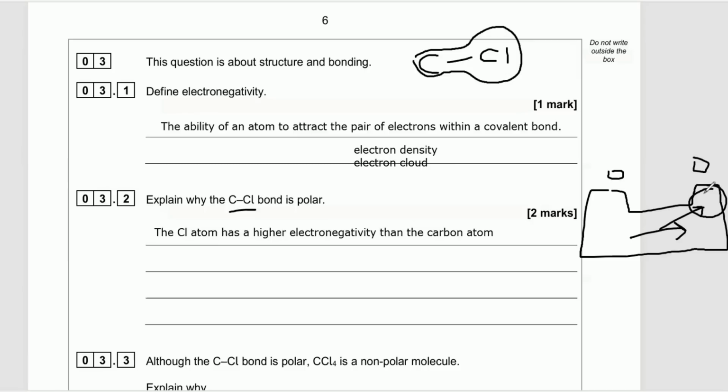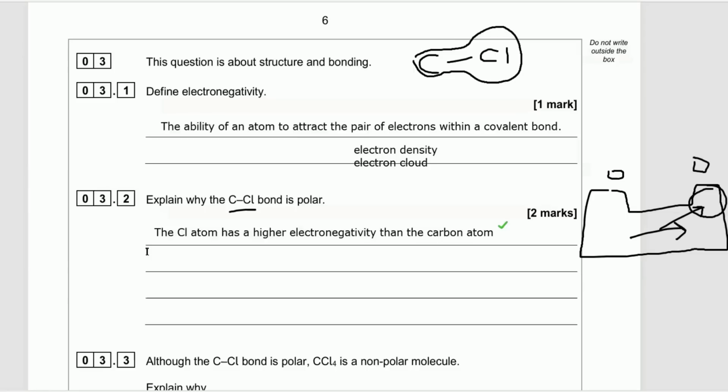Fluorine, oxygen, and nitrogen are some of the most electronegative atoms in the periodic table, found in the top right. Anything top right is very electronegative, and opposite to that, atoms are electropositive, but we don't often use that term at A level. So the chlorine atom has a higher electronegativity than the carbon atom.